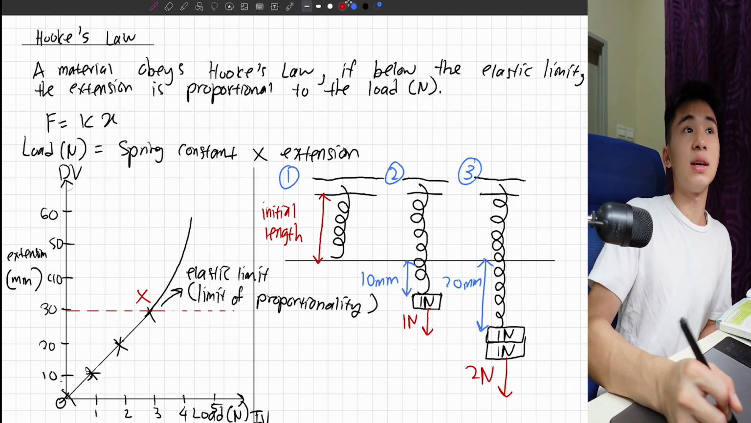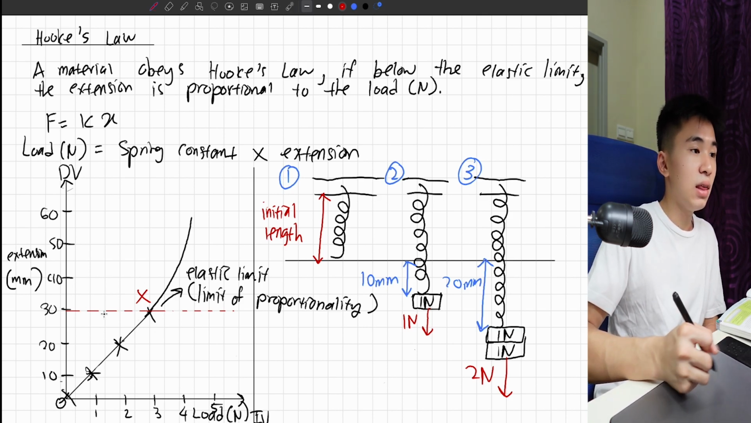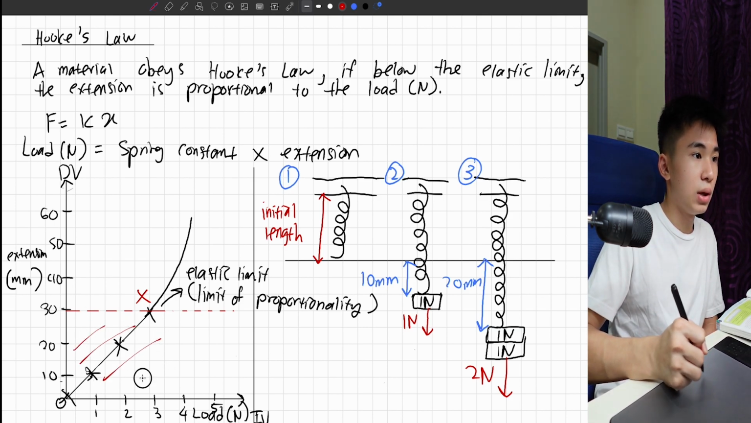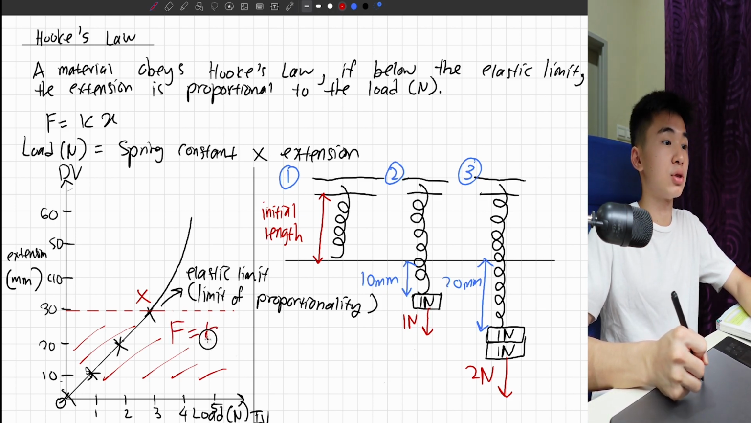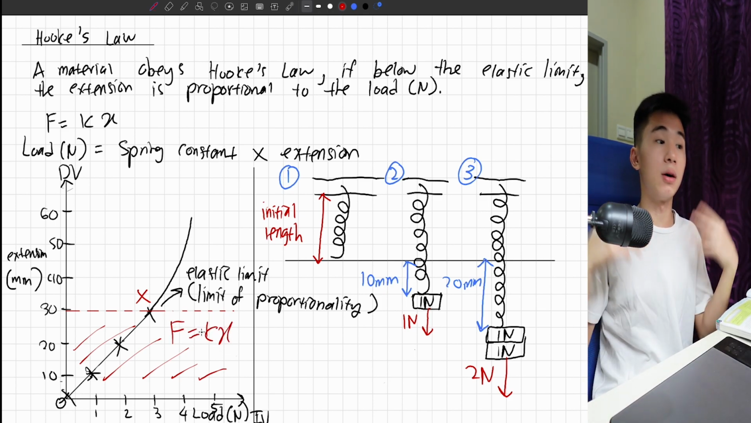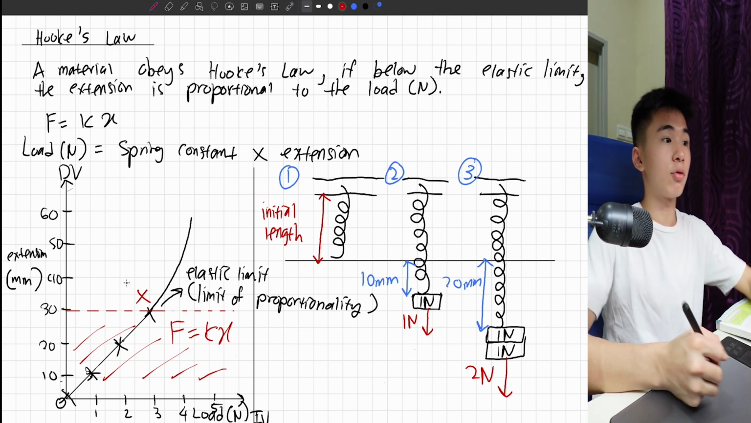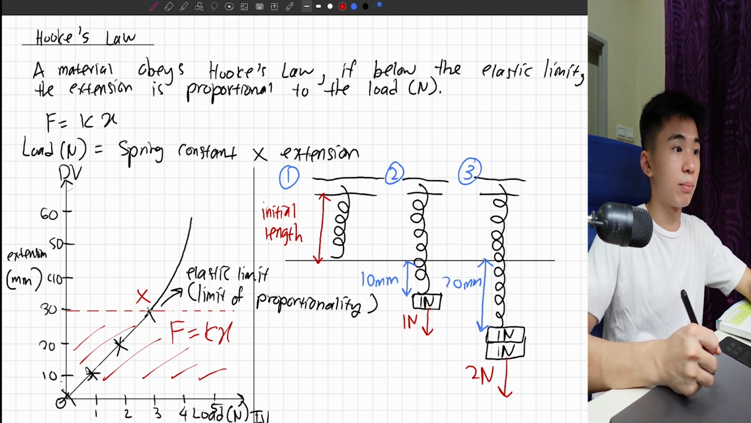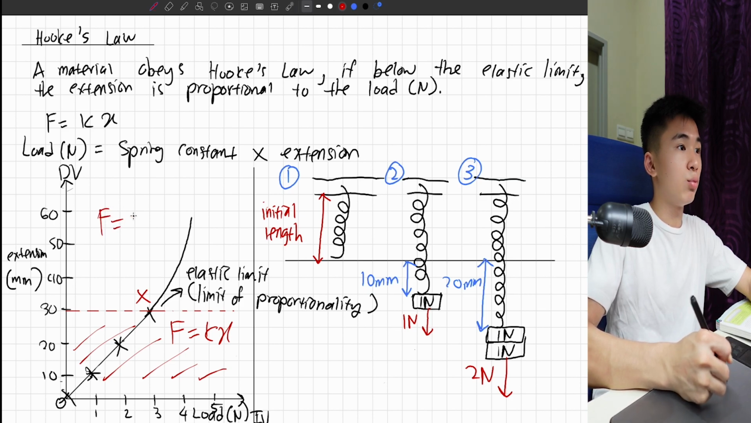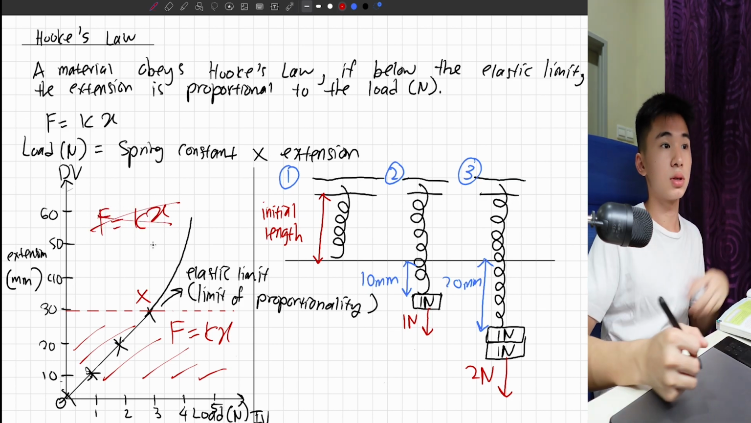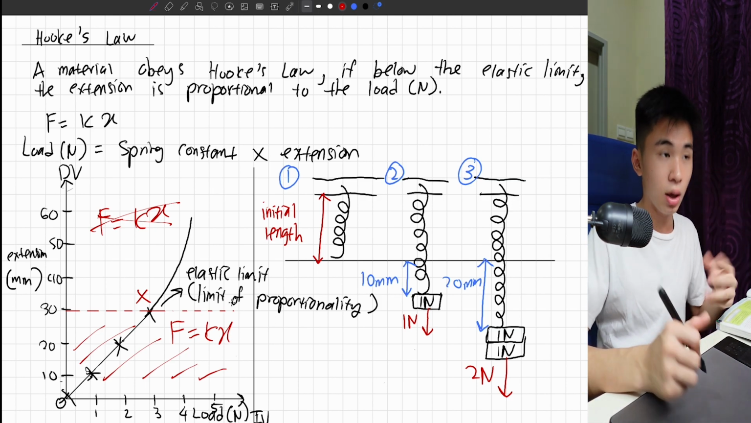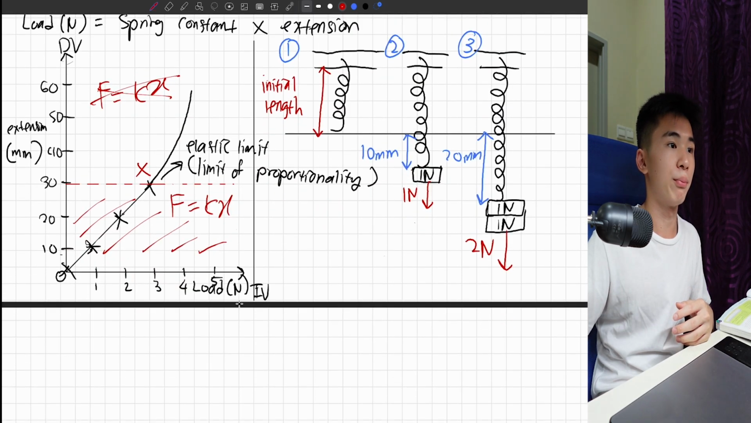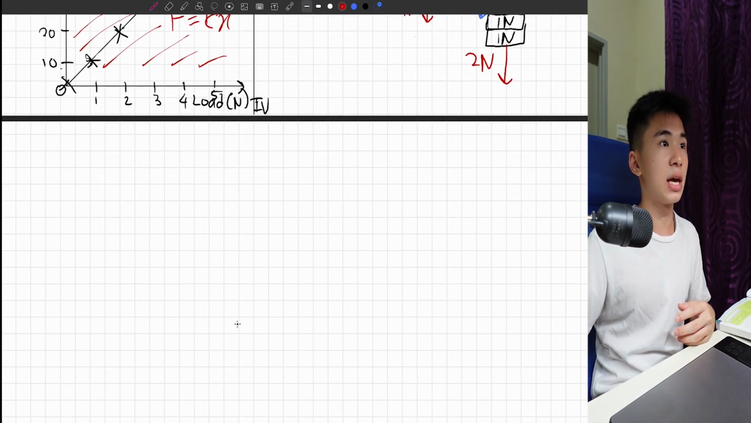And another thing is that anything below this x, it will obey F equals kx, which means it will obey Hooke's law. So anything that crosses this line, crosses the point x right here, it will not obey Hooke's law. Okay? So in this page, I have talked about the spring, the stretching. So right now, I want to talk about compression. But it's the same.